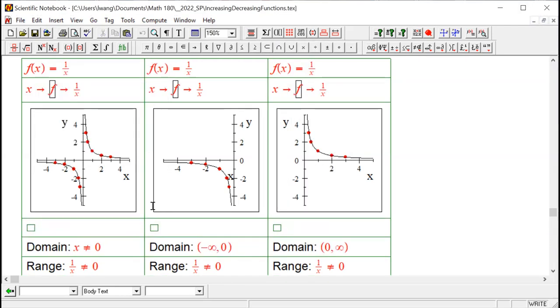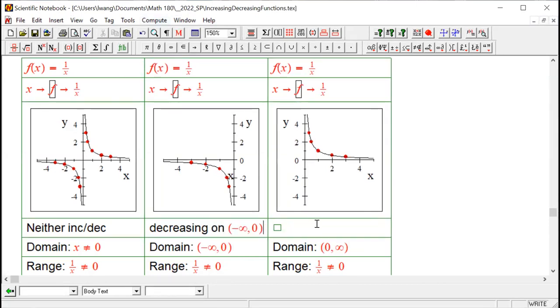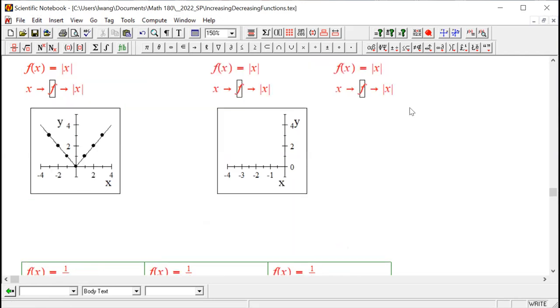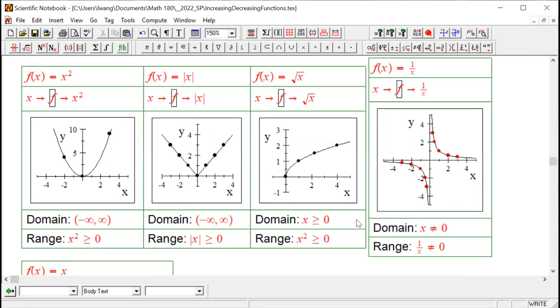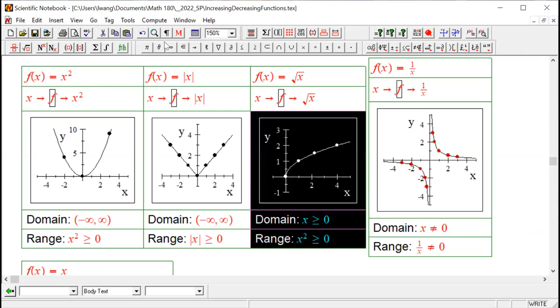Okay, this is neither increasing nor decreasing. And this one is decreasing on this interval. How about this one? This one is decreasing too, but we just have to separate them. It doesn't make sense to put them together. And last but not least, I already mentioned it. This one is definitively an increasing function.